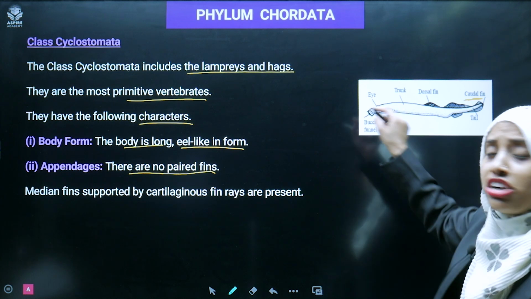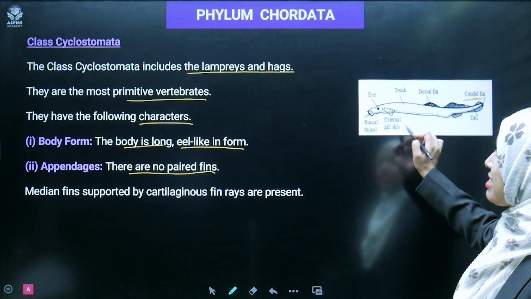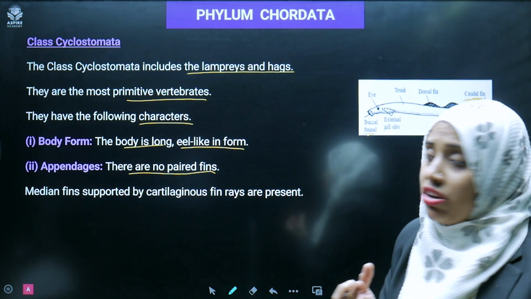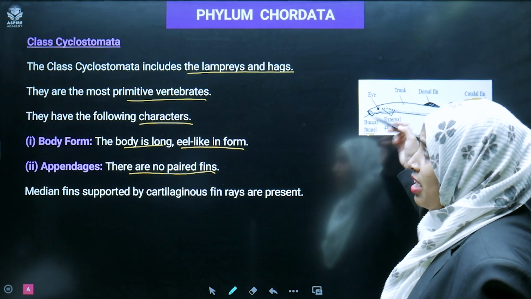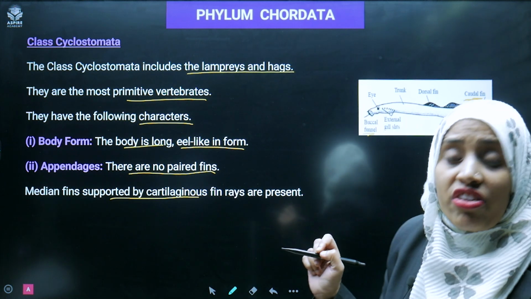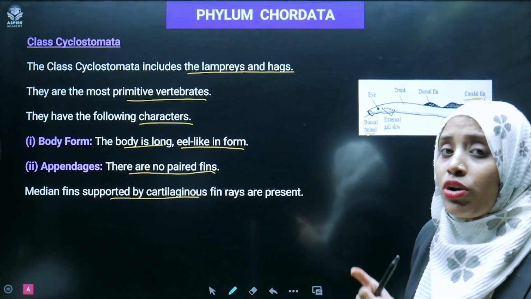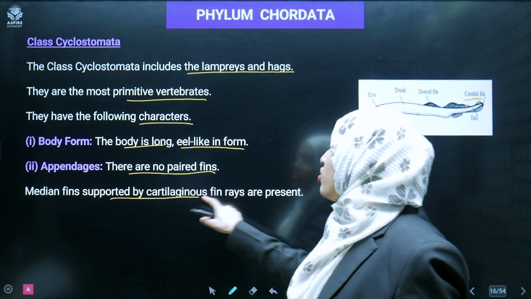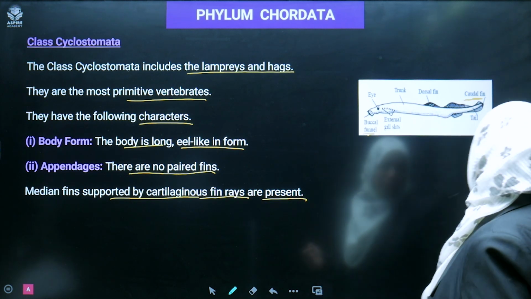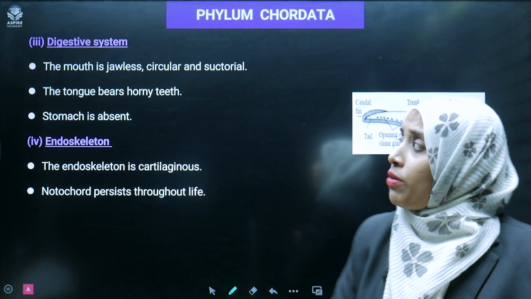External gill slits are visible externally also. And a buccal funnel is there, a funnel-like mouth structure. Cyclostomata gets its name from this. Median fins are supported by cartilaginous fin rays. The fins in the middle are supported by cartilaginous fin rays. Petromyzon, lamprey, hagfish, all of these belong to this Cyclostomata.